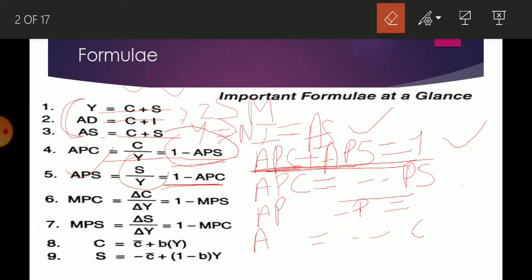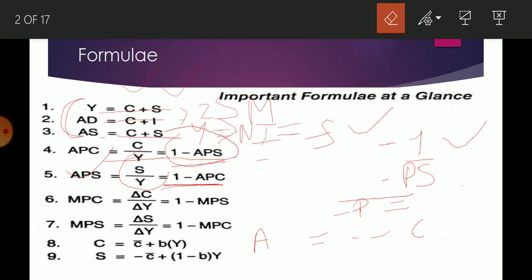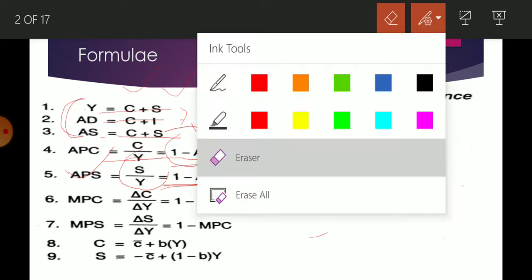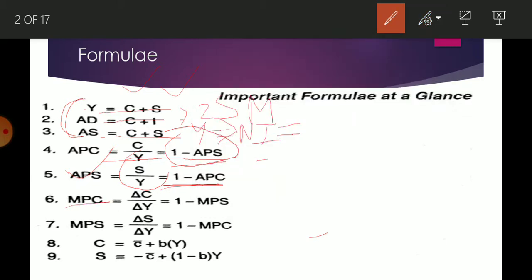Now after that, here is given MPS. Remember, whenever you see M, M stands for delta, C stands for consumption and S stands for saving. In this way MPC, that is, M stands for delta and C stands for consumption, so delta C upon delta Y. And there is one more way we can find the value of MPC, 1 minus MPS. So how is it derived?